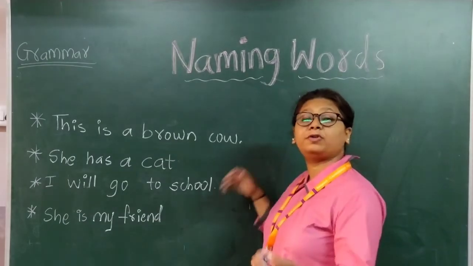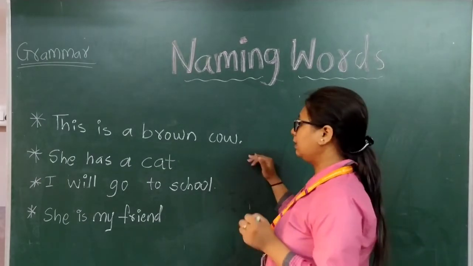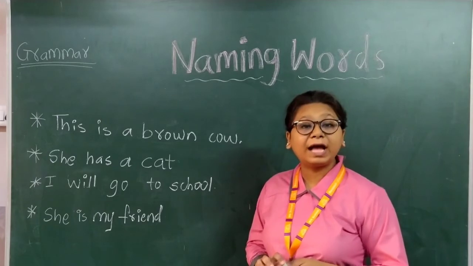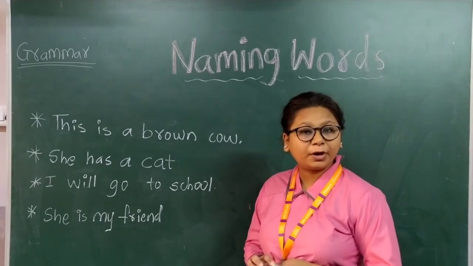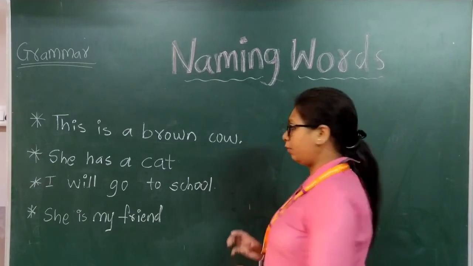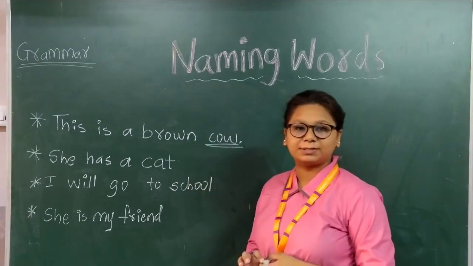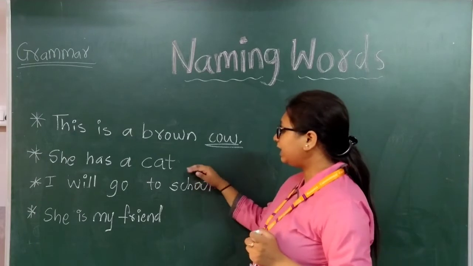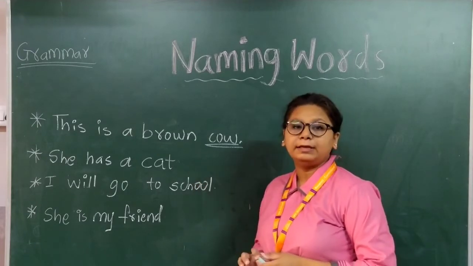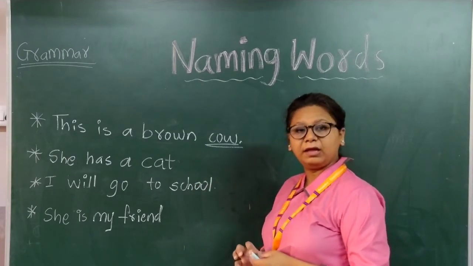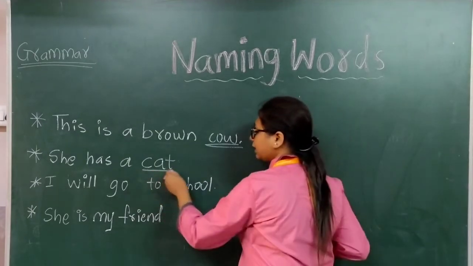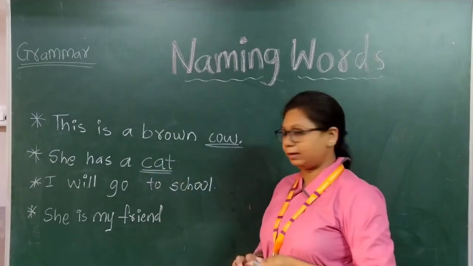Students, now moving on to the next set of examples. This is a brown cow. Now what is the naming word over here? Cow. Okay. It names an animal. So it is a naming word. She has a cat. Now what is the naming word over here? Cat. Because it again names an animal.